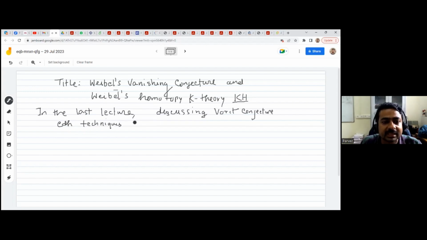developed by Haesemeyer in the beginning. Then in the paper it is used by Cortiñas, Haesemeyer, and Weibel. But this technique is based on their other Annals paper, with Schlichting, where they proved Weibel's vanishing conjecture. Using this technique in 2008, these people proved the Hörst conjecture in some cases and Weibel's vanishing conjecture in characteristic zero, in both cases.